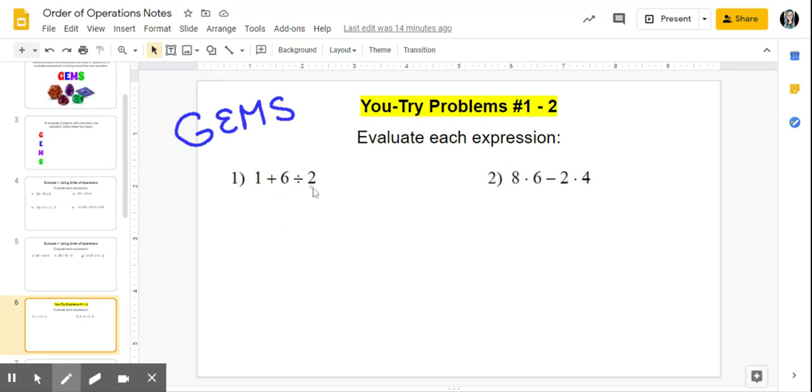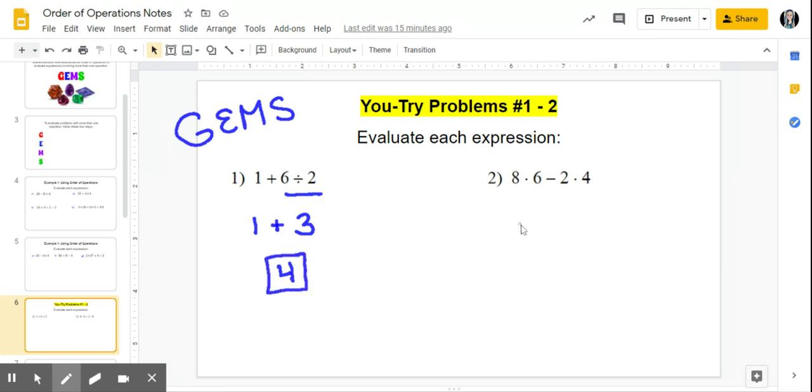Remember, division will always come before addition. Division is here, addition is here. So I must do the 6 divided by 2 first. 6 divided by 2 gives me 3. I'm going to bring down that plus 1. What's my final answer? The correct answer is 4.